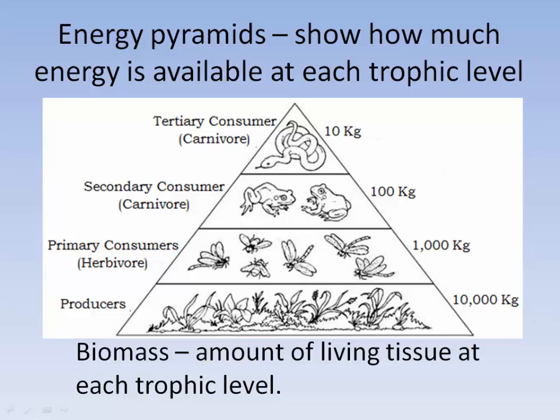Energy pyramids show how much energy is available at each trophic level, and we'll talk about trophic levels in a second. And biomass is the amount of living tissue at each trophic level. So if we took the food web and arranged it according to the producers, the primary consumers or herbivores, carnivores, third level consumers, we could fit it into this energy pyramid. And you notice the energy pyramid is widest at the bottom and smallest at the top. And there's a reason for that.